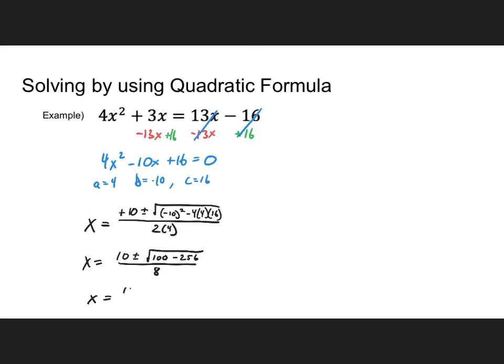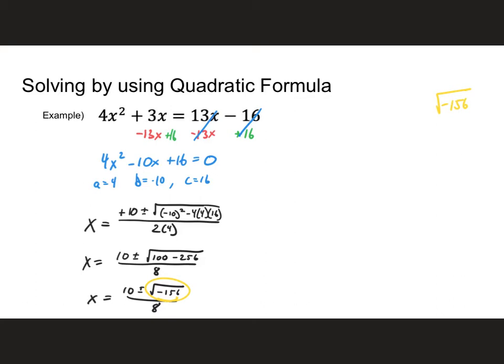Okay, so x equals 10 plus or minus the square root of 100 minus 256. That gives me negative 156 over 8. Ooh, that's a little bit of a problem. So let's come over here. So the square root of negative 156.